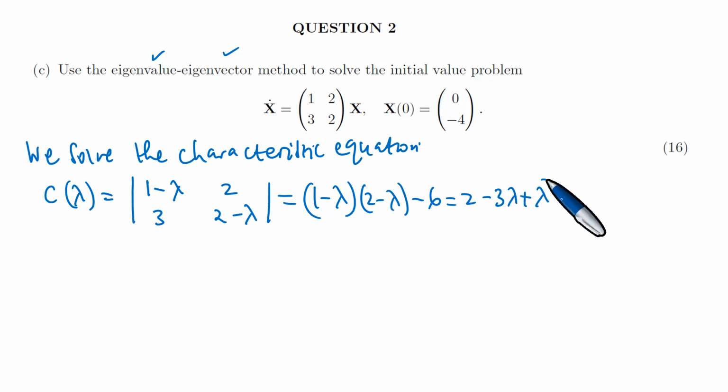I need to make sure I'm getting the correct answers because I've not done this question before, so I need to be very careful. So 2 minus 6 is minus 4. I need to make sure that it really works out to this, otherwise we'll go on with a wrong thing. So that is lambda squared minus 3 lambda minus 4. Yes, it's correct.